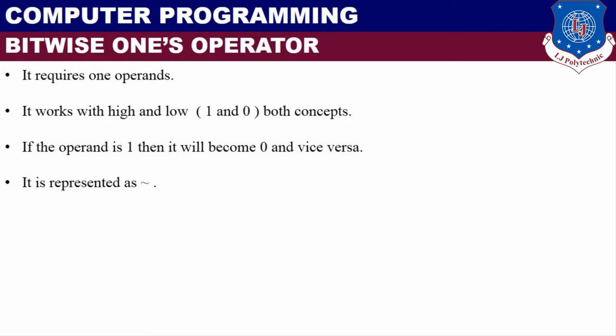Bitwise ones complement operator. This operator requires only one operand. It works with both high and low concepts. High means 1, low means 0. If the operand is 1, then it will become 0 and vice versa. Means if it is 1 it will be 0, and if it is 0 it will be 1. And it is represented as a bar. The symbol you can see here is a complement symbol.